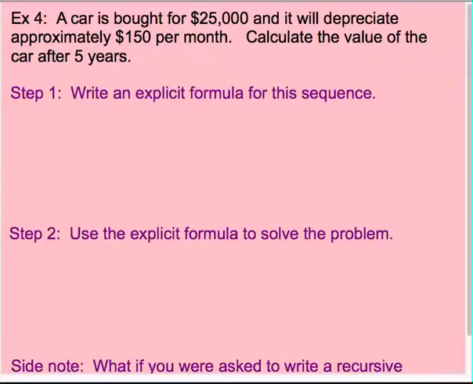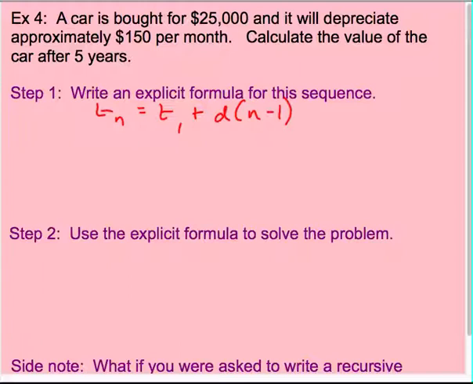Last one, we're going to take a look at the depreciation of a car. Typically, a car would depreciate by a percentage, but in this case, it's depreciating by $150 per month. So we need to figure out what the value of the car will be after 5 years. So we start by writing the explicit formula. Remember, that's T sub n equals T sub 1 plus D times n minus 1.